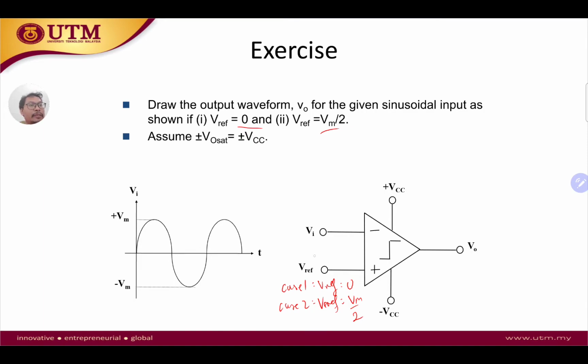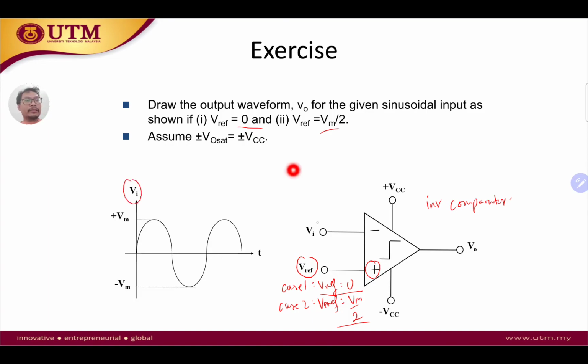Okay, and we see here that the VREF is actually connected to a positive terminal of the op-amp, and therefore we know it's going to be the inverting comparator. So it's an inverting comparator with the reference of two cases. If 0, what's the output? If it's Vm over 2, what is your output?